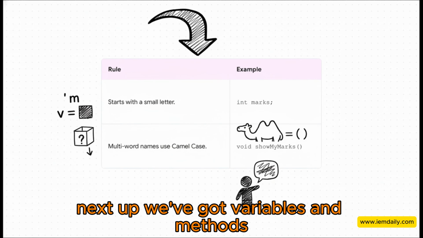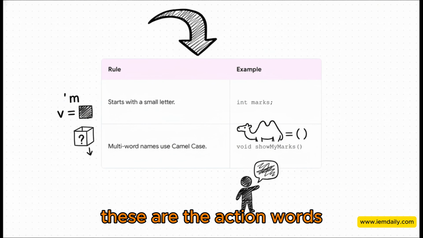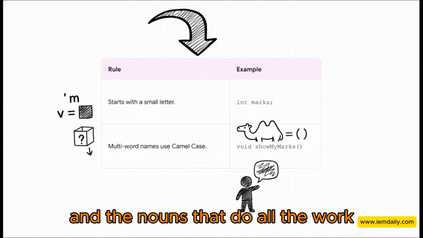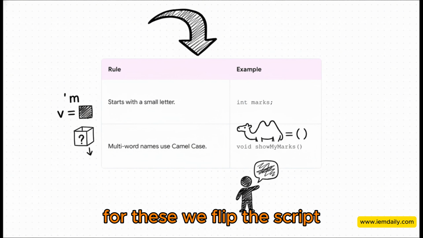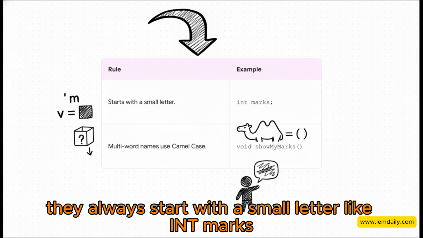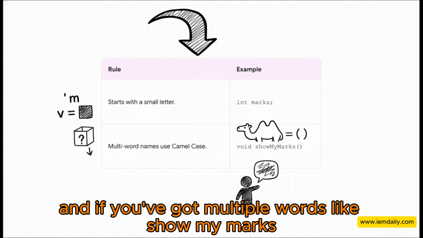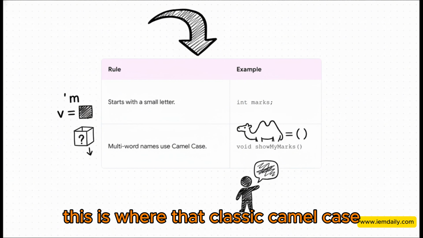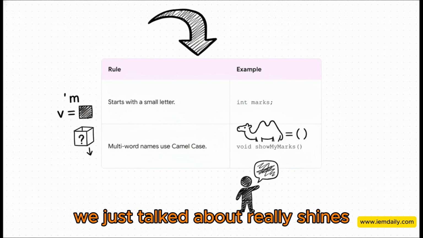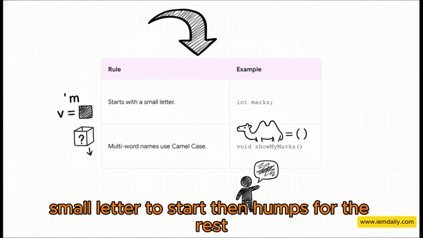Next up, we've got variables and methods. These are the action words and the nouns that do all the work. For these, we flip the script. They always start with a small letter, like int marks. And if you've got multiple words, like showMyMarks, this is where that classic CamelCase we just talked about really shines. Small letter to start, then humps for the rest.